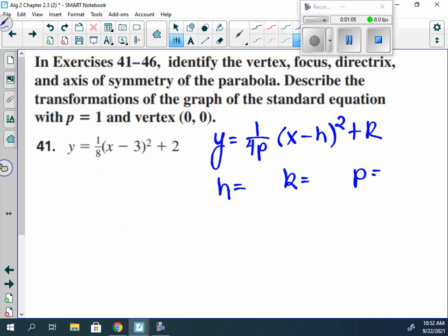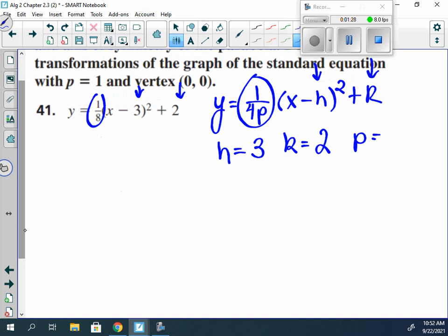So what would our value of h be? Positive 3, matching up the h's. Now k would be 2. And p would be? Well, we don't know, but the 1 over 4p would match up with the 1/8. So what we can do is set up the fact that 1 over 4p is equal to 1/8 and solve for the value of p.